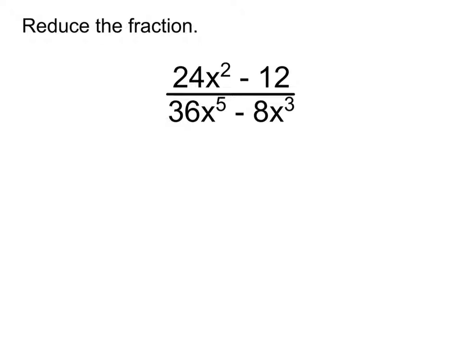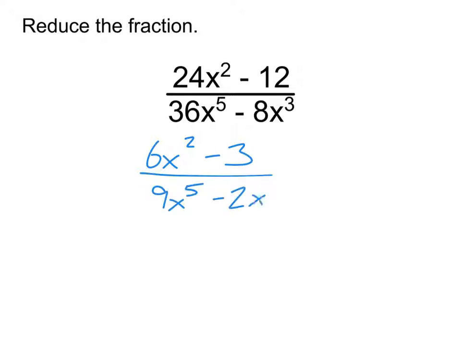Later on, we will actually see this where we can cancel out x's as well. But we aren't quite there yet. We'll just focus on the numbers. All right, so then what can I divide out of all of them? Well, there's only so many things that go into 8. It's got to be a 4, yes. And so I'm going to divide every single term by 4, which gives us 6x squared minus 3 all over 9x to the 5th minus 2x cubed. And there's your final answer.